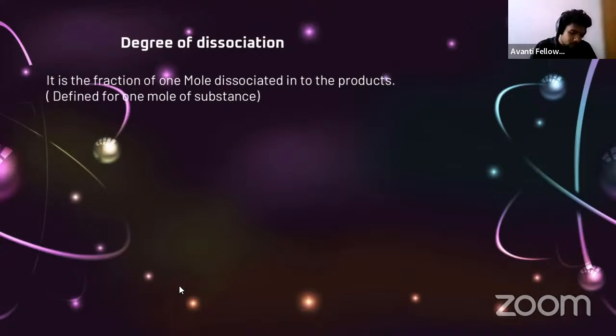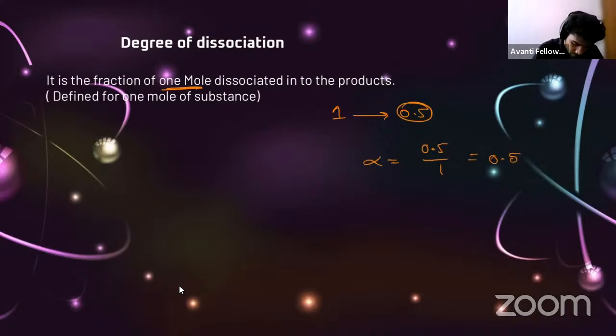Simple. It is a fraction of 1 mole. Generally, we'll be seeing it for 1 mole itself. 1 mole dissociated into its products. Let's say 1 mole is dissociating into 0.5. Then what happened? Exactly half a mole is dissociated. Then we write alpha is equal to how many moles dissociated by the initial value. Now, what is the alpha value? That is nothing but 0.5. Simple, right? Now, if they ask percentage degree of dissociation, what you need to do? Just multiply alpha with 100 for the percentage degree of dissociation.